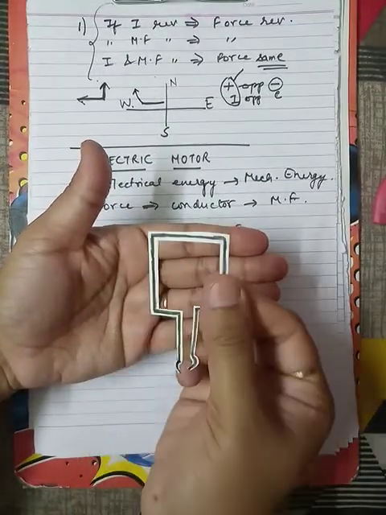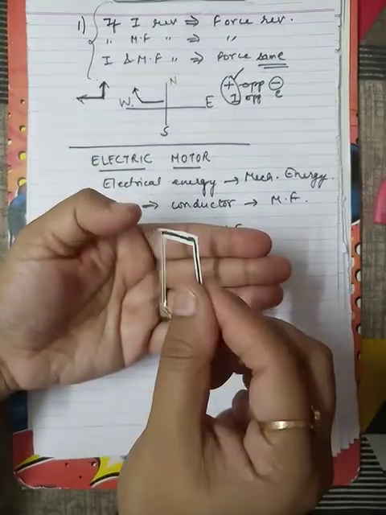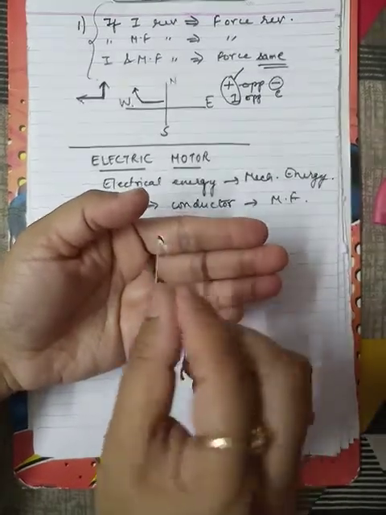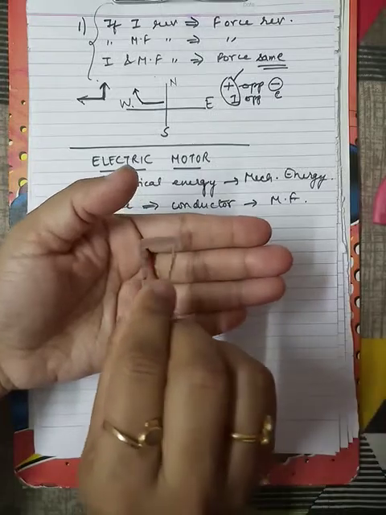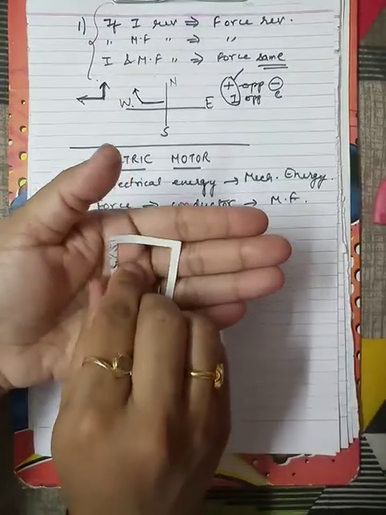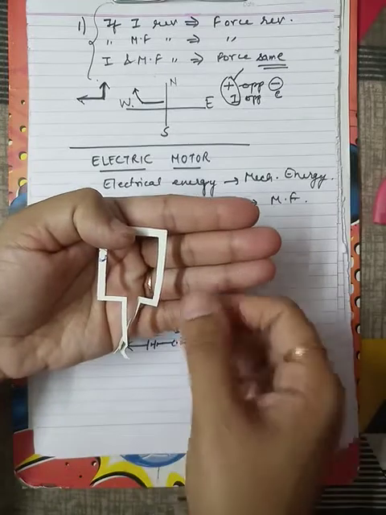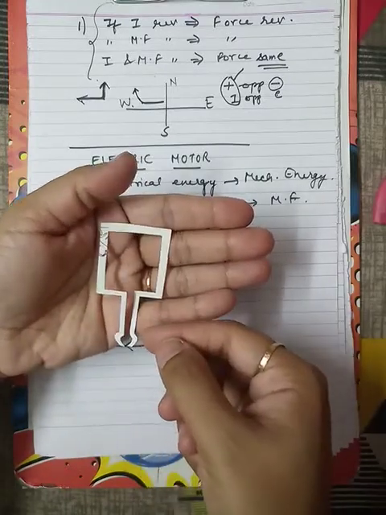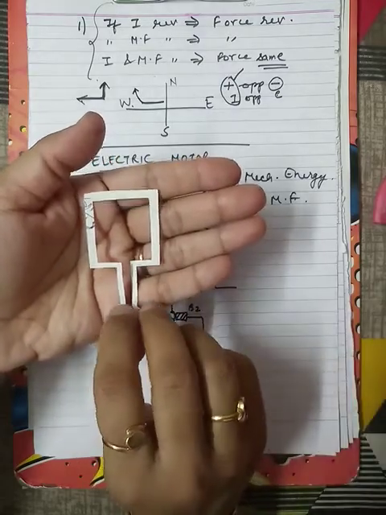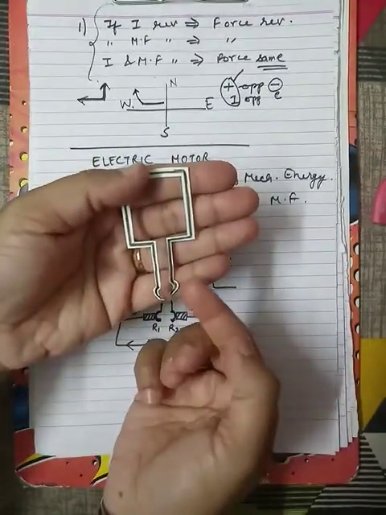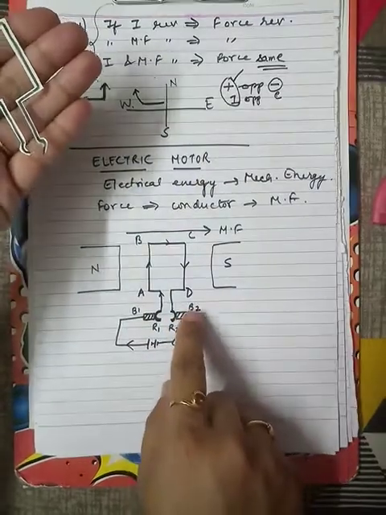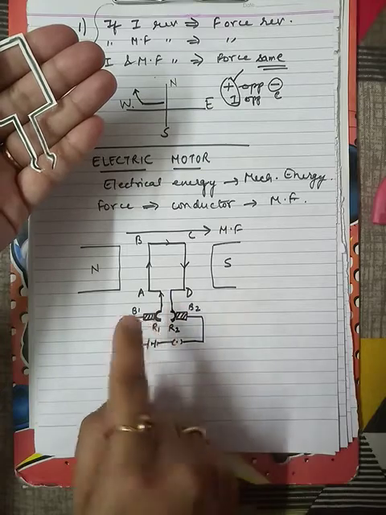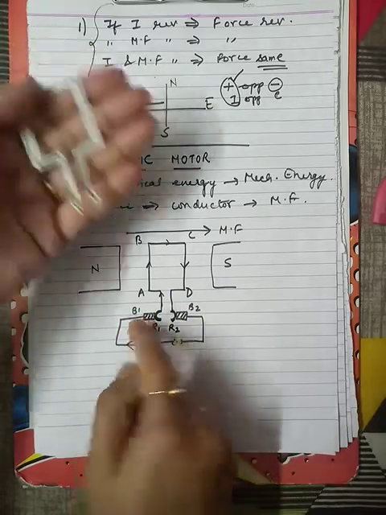Okay, this side down and this side up, so it is like this. If it is moving like this, it will completely invert, and it is inverting along with the split rings. So this side split ring, which is B2, which is R2, is coming towards this side and attaching with the B1.